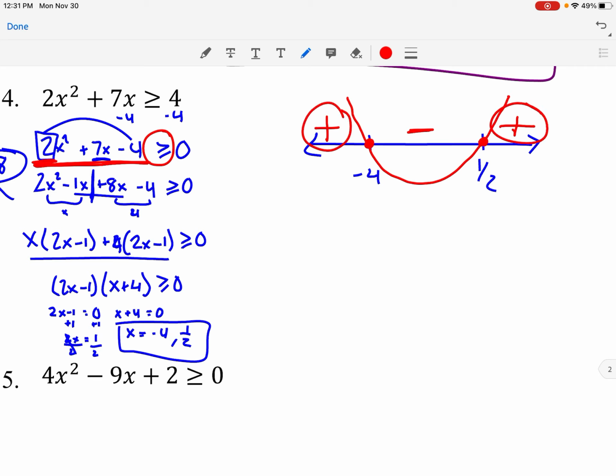On the outside. So in this case, you don't have to plug in numbers. If you know the shape of the graph, you can figure out where your solutions are going to be. So interval notation, here we go.